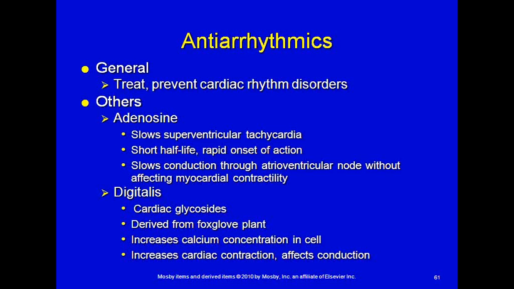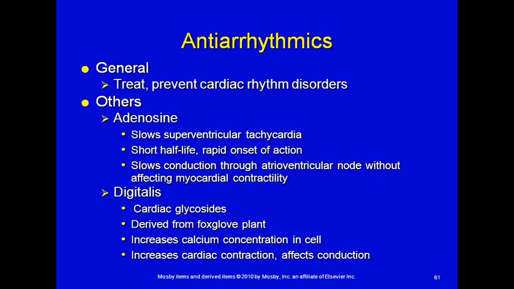Some other antiarrhythmics include adenosine. Adenosine is a drug that works in the AV node of the heart's electrical conduction system. It has a really short half-life and a rapid onset. It's got a 15-second half-life. So when this drug is administered, it has to be pushed really fast, followed with lots of fluid, to get the drug up into the central circulation where it can do what it's supposed to do.